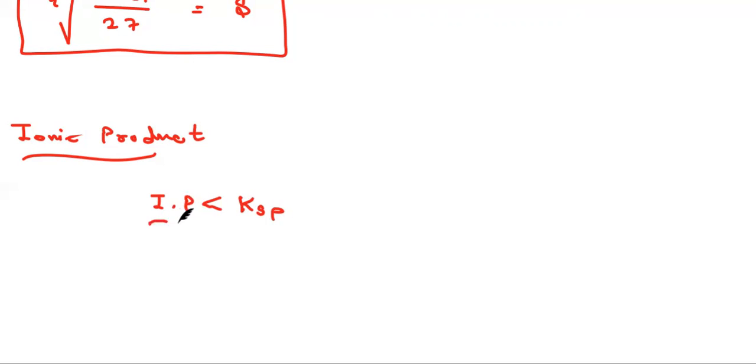Which one is higher, the ionic product or the solubility product? I'm saying that the ionic product will be less. The solubility product is higher. It means solubility is higher, right? And if the solubility is higher, its simple meaning is the salt remains soluble. And when your salt remains soluble, will there be any precipitate?